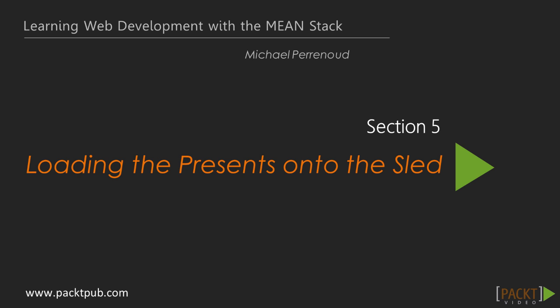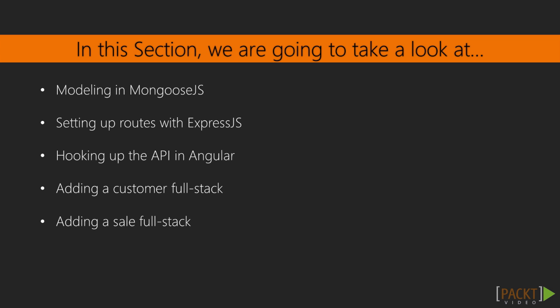This is the 5th of an 8-section course on the MEAN stack. Over the next 5 videos, we will be discussing how to model your Mongo database with Mongoose, set up routes with Express, hook up the API in Angular, and then add some data full stack.